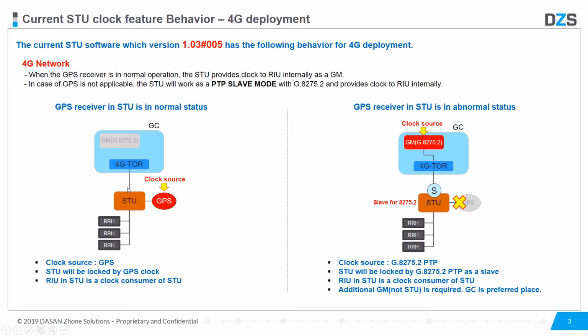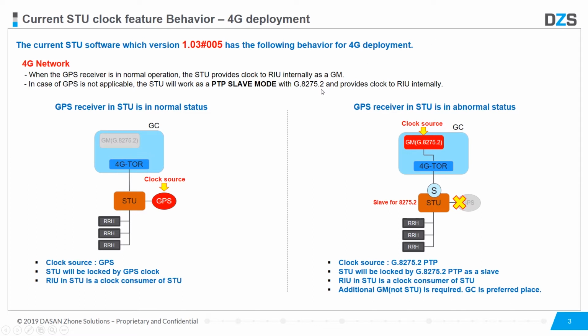In this figure, the clock source becomes GPS since the STU initially uses the primary clock as GPS. By the signal received from GPS, the STU will be locked in the clock state. After that, the STU provides clock to the LIU in the STU. This is the case when GPS reception connected to the STU is in general operation.